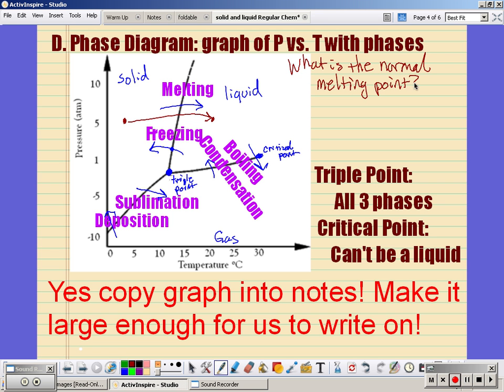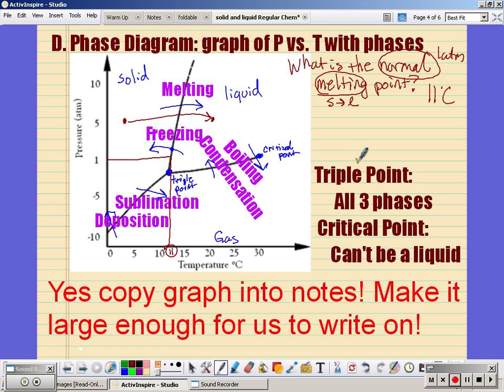Well, normal means 1 atm. Melting means going from solid to liquid. So if I was at 1 atm, I'd come across and I would come down and I would mark down my temperature. So let's say it's 11 degrees Celsius because it's pretty close to 10. So the melting point would be 11 degrees Celsius. The normal melting point, 11 degrees Celsius.